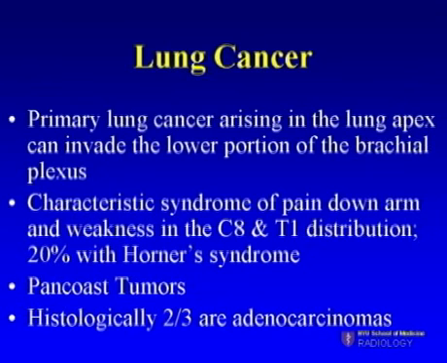Lung cancer can arise, primary lung cancer can arise in the lung apex and invade the lower portion of the brachial plexus. This presents with a characteristic syndrome of pain down the arm and weakness, typically in a C8 and T1 distribution. About 20% may present with Horner's syndrome, which is invasion of the sympathetic plexus. This was described by Pancoast back in the 1930s. And histologically, 2/3 of these are adenocarcinomas.